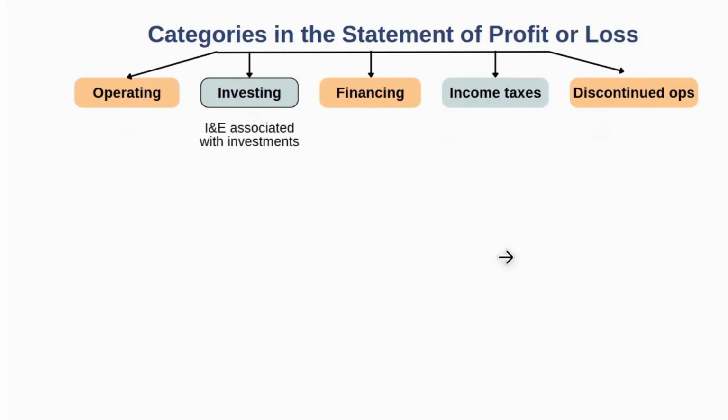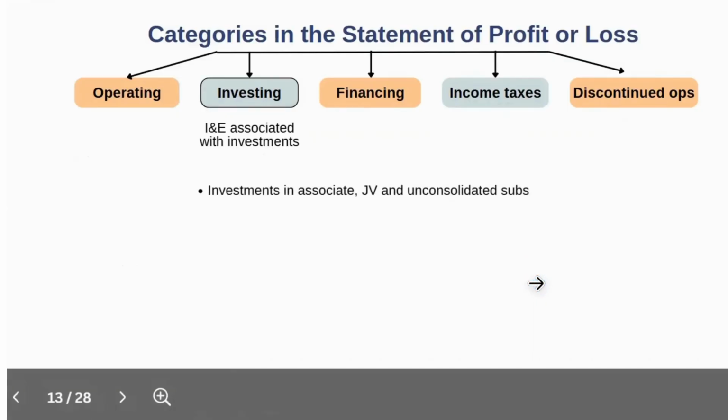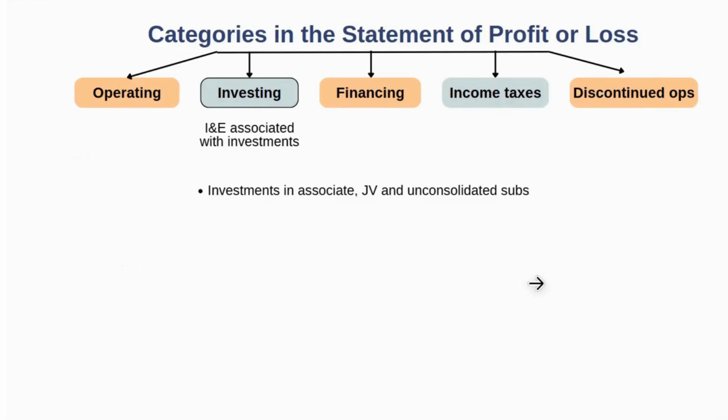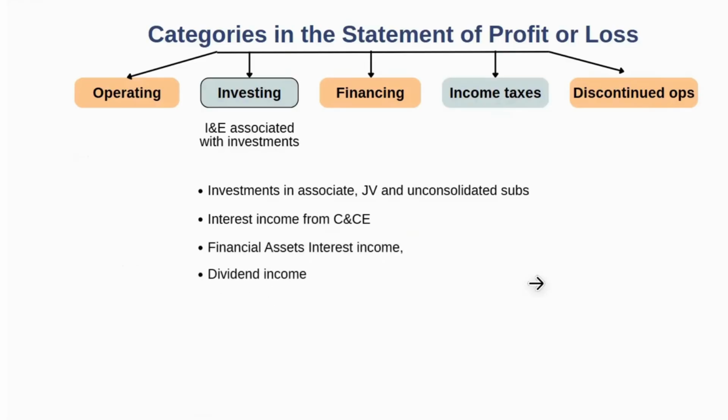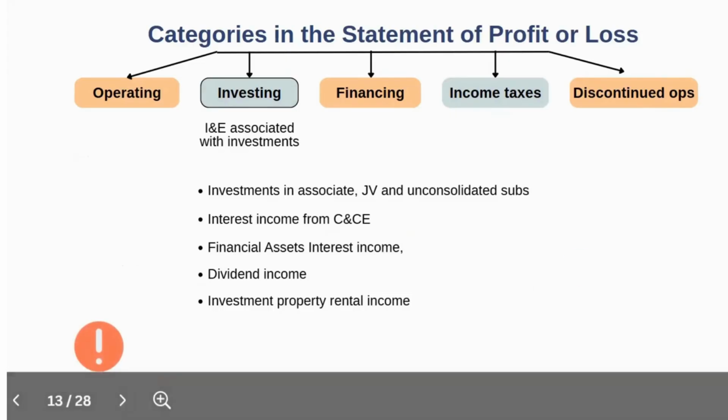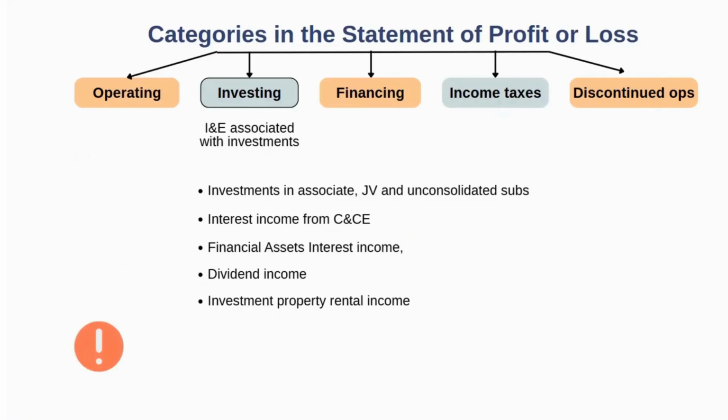And in investing, we have income and expenses associated with investments. So the investing category includes certain items of income and expenses associated with investments held by an entity, like cash and cash equivalents, investment in associates, joint ventures, unconsolidated subsidiaries, and also interest income from cash and cash equivalents, financial asset interest income, dividend income, investment property rental income, and also gains and losses on remeasurement of investment property measured using the fair value model, and gains and losses on the disposal of investment property.